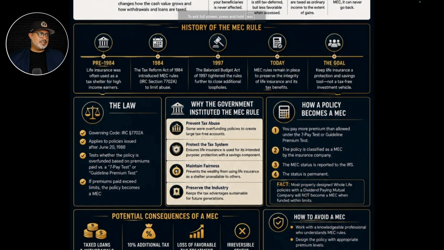So what happened is in 1984, life insurance was often being used as a tax shelter for high income earners. The Reform Act of 1984 introduced the MEC rules, which is IRS Code Section 7702A, which limits the abuse. In 1997, the Balanced Budget Act of 1997 tightened the rules further to close additional loopholes. And today, the MEC rules remain in place to preserve the integrity of life insurance and its tax benefits.